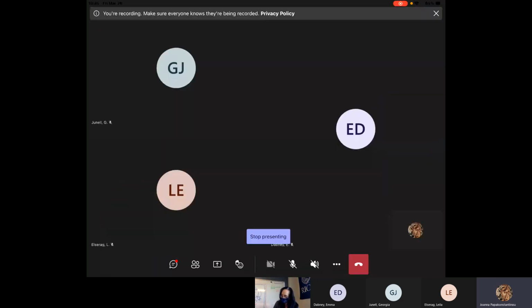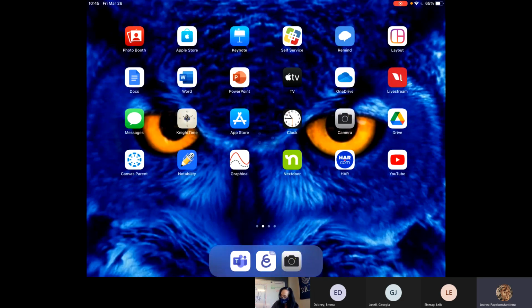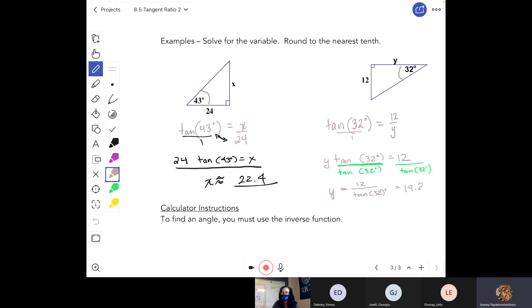Back and forth, back and forth. And does that make sense? Sure. Now, from there, if we really wanted to, couldn't we get the length of the hypotenuse? How would we do that? Pythagorean theorem. 12 squared plus 19.2 squared, and we could get the hypotenuse.